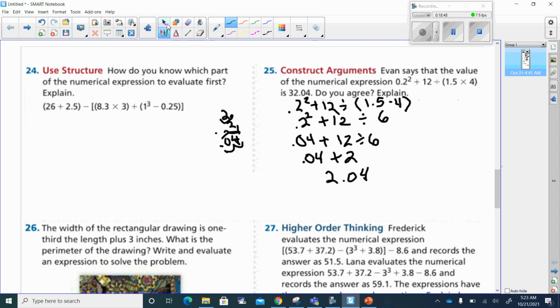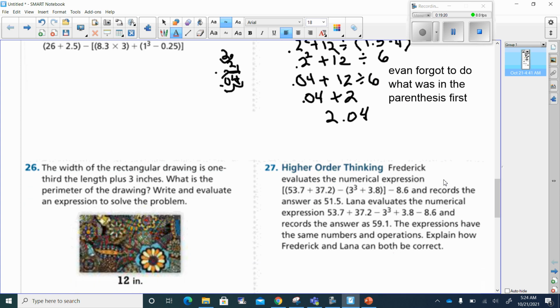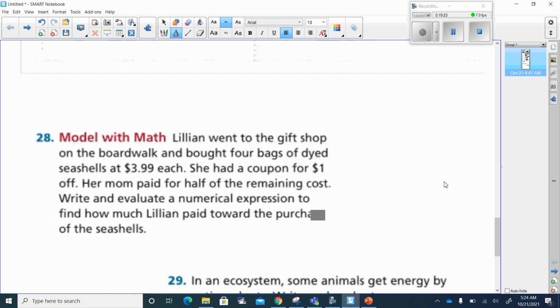So under explain, I think I would put Evan forgot to do what was in the parentheses first. Okay, let's go to number 27. I think that's my last one.